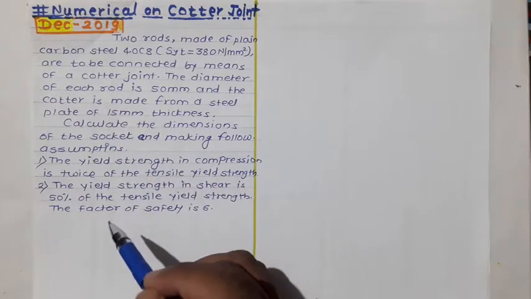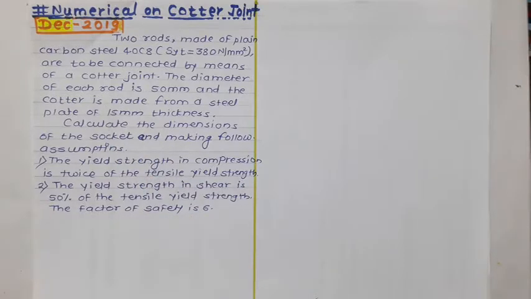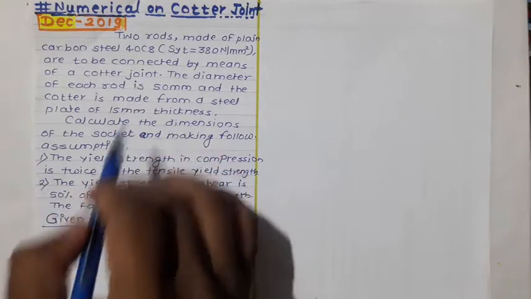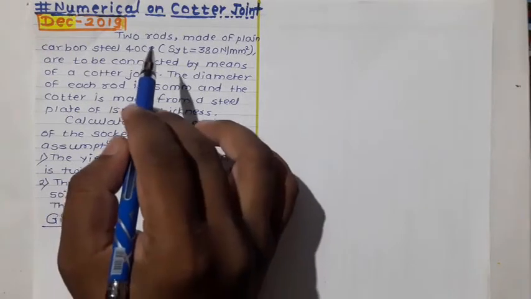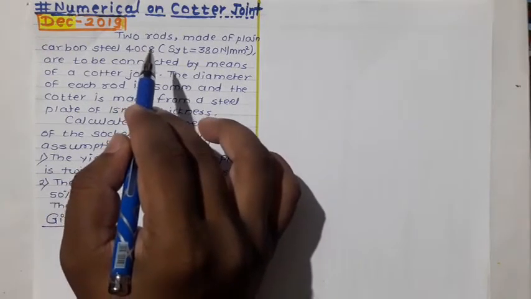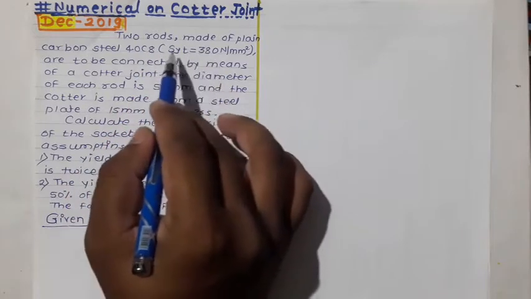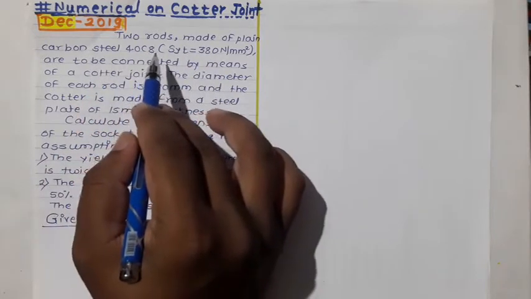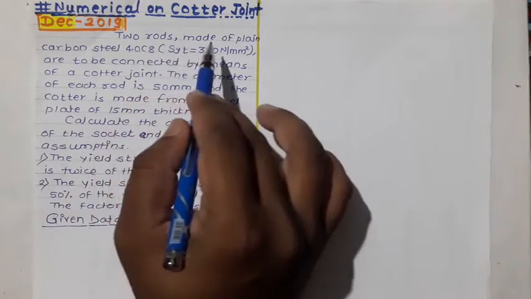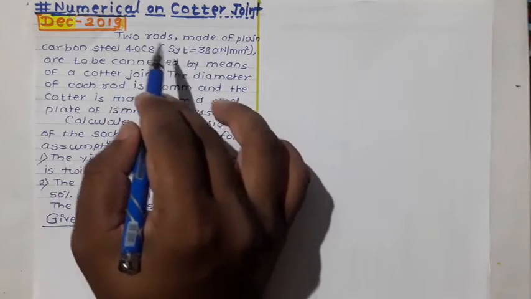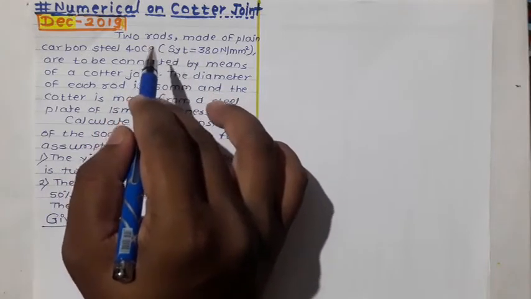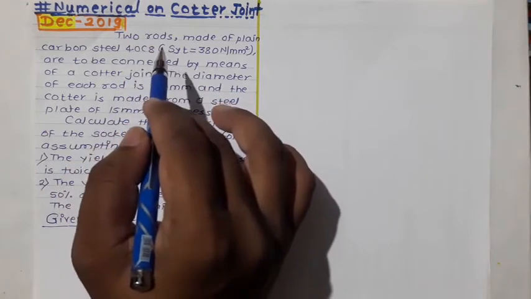So first of all, let us write the given data. In the given data, first of all, let us consider the initial phase of the numerical statement. Both the rods are having material plain carbon steel, and as both the rods are having same material, SYT property is same for both the rods. Okay. Now the question is, what is the material of socket and spigot?